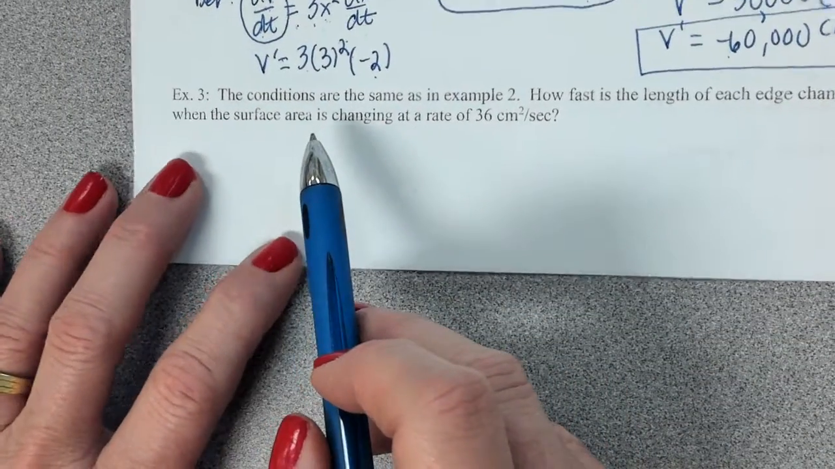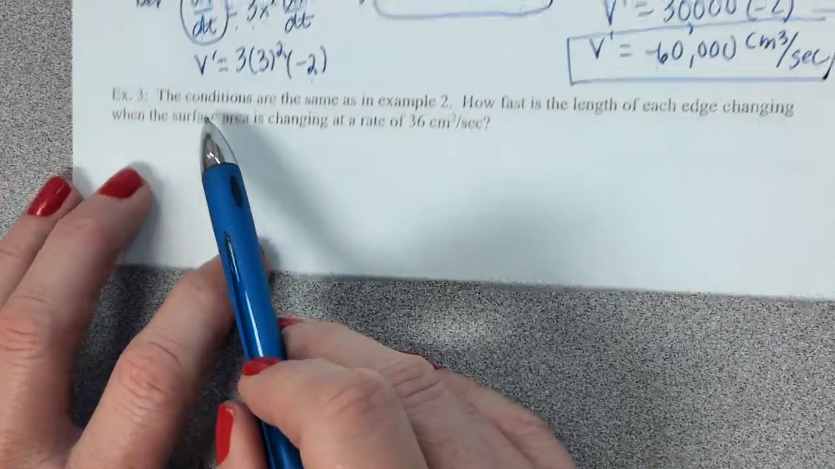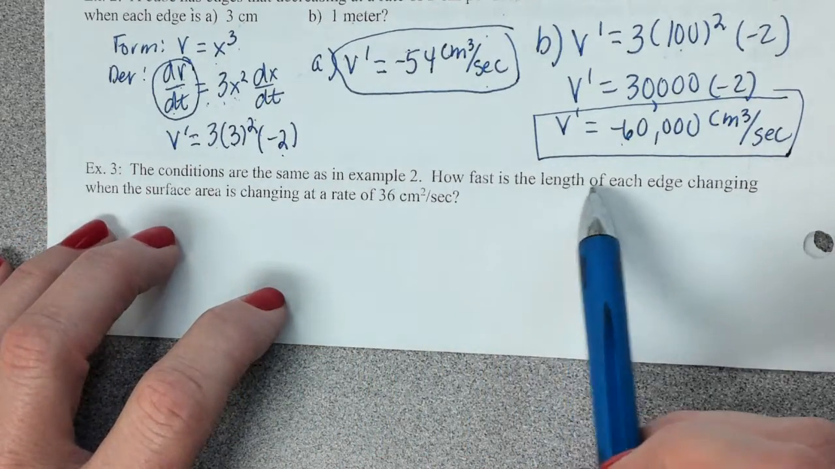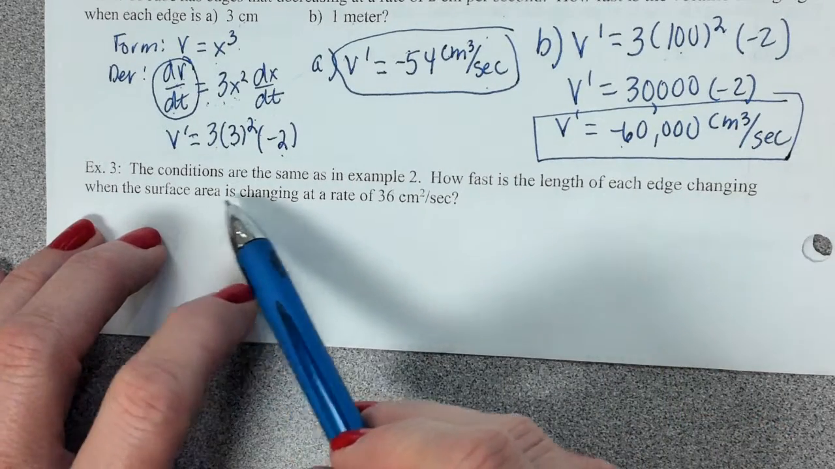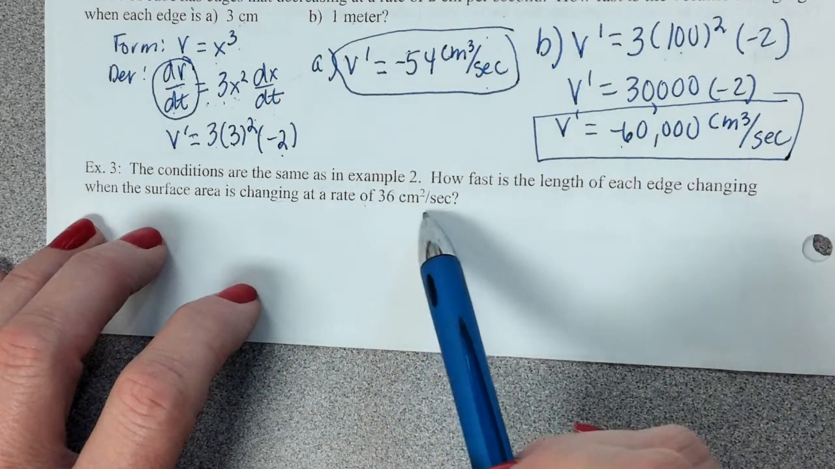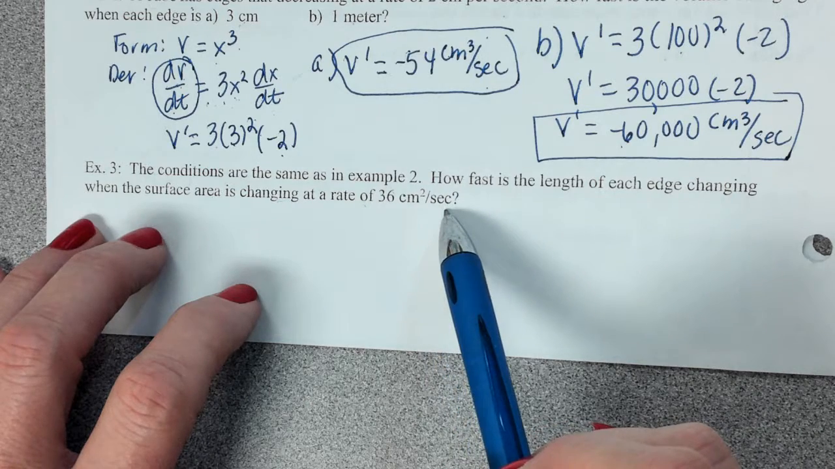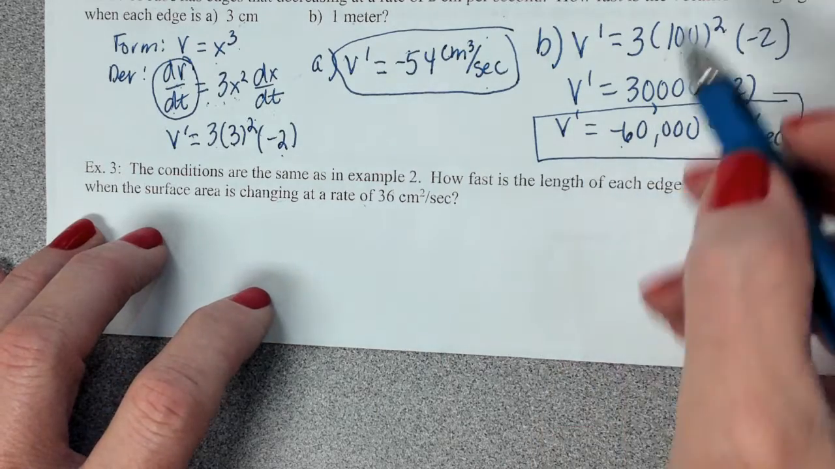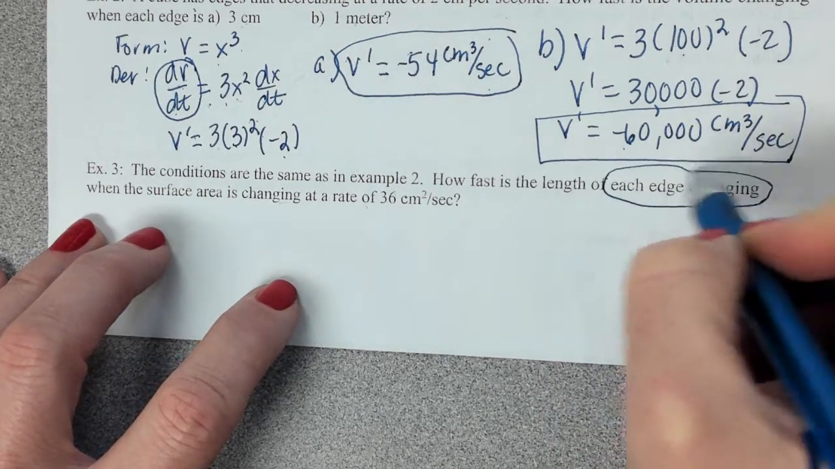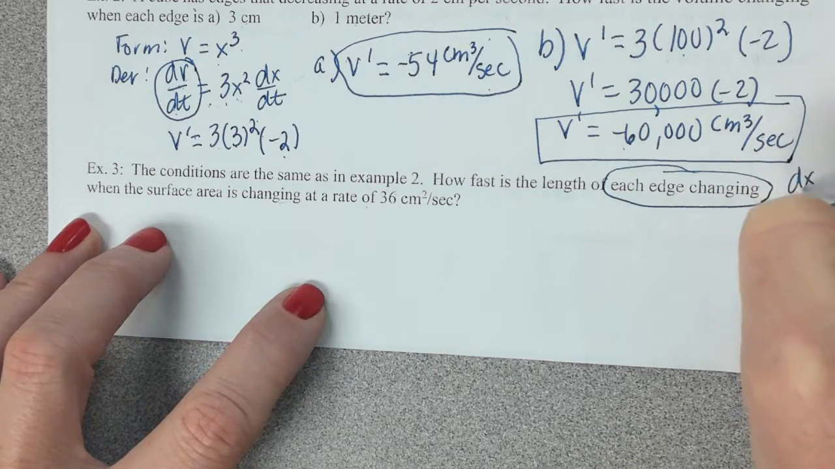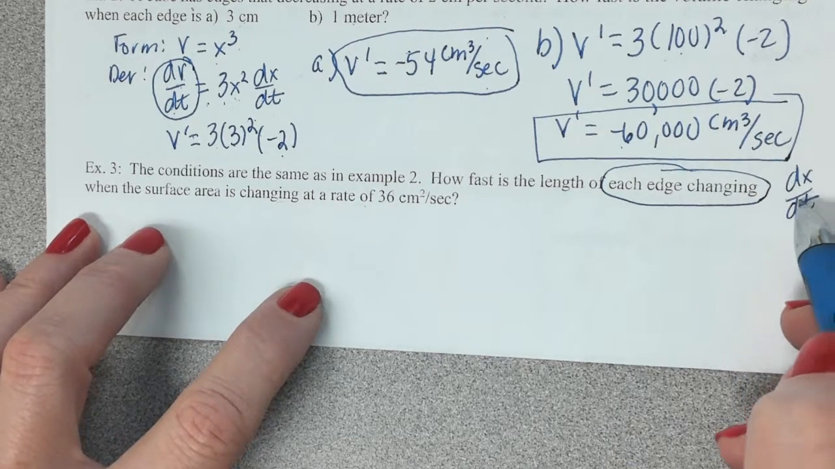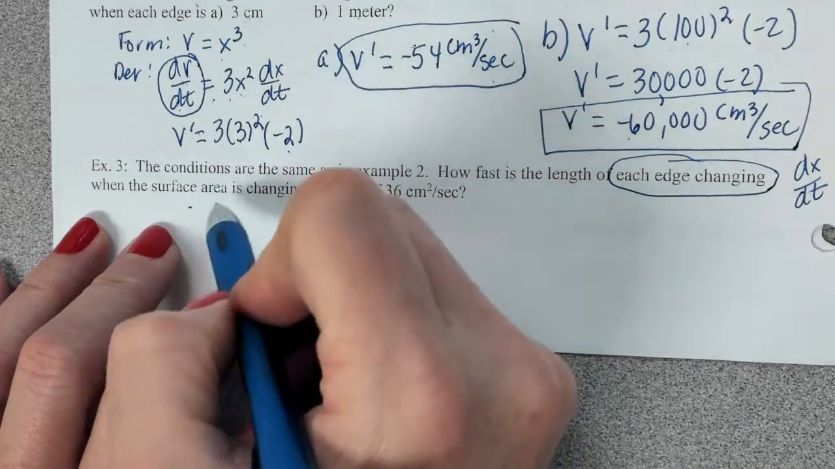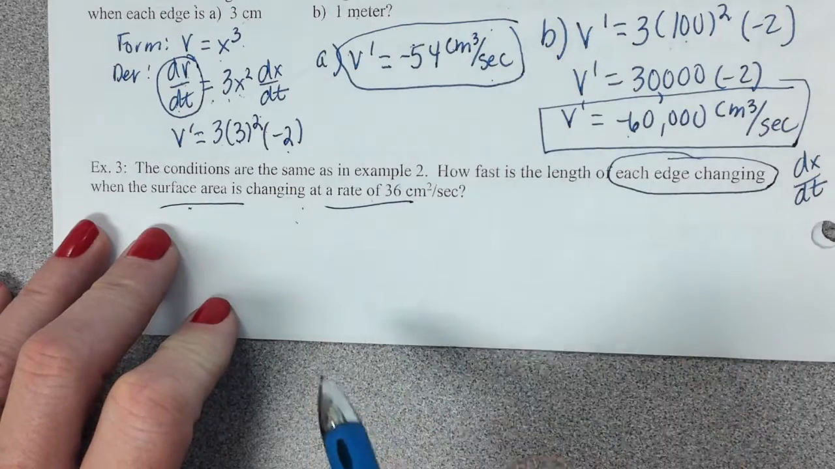All right, let's look at example 3. It says the conditions are the same as in example 2. How fast is the length of each edge changing when the surface area is changing at a rate of 36 square centimeters per second? So how fast is the length of each edge changing? You may want to jot down that what you're trying to find is dx dt.